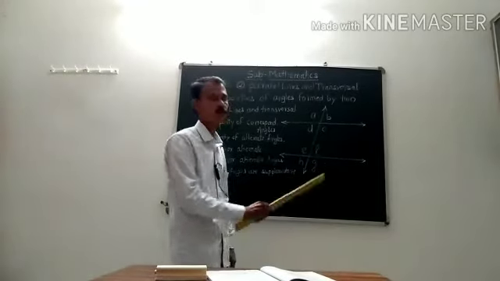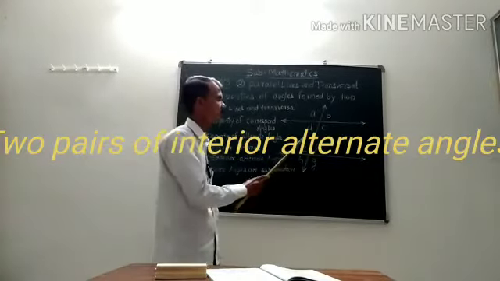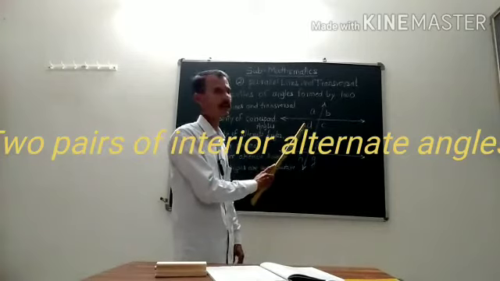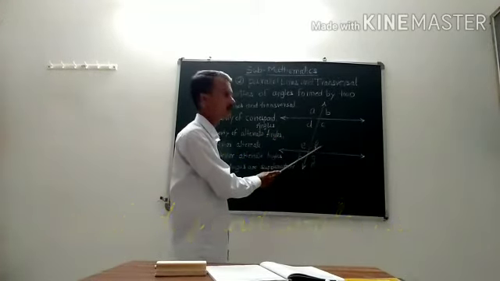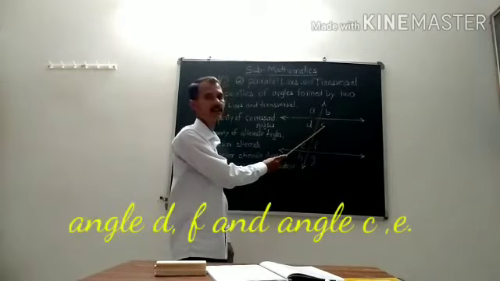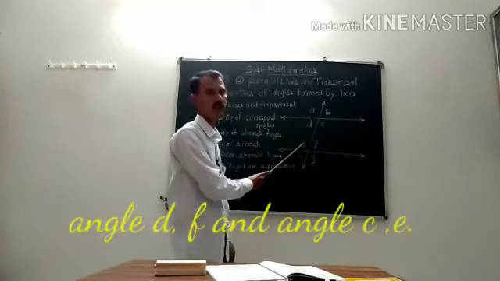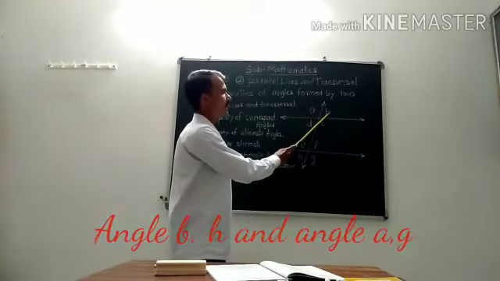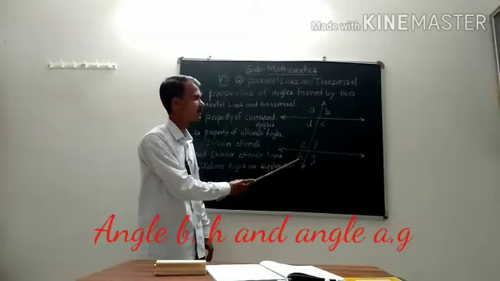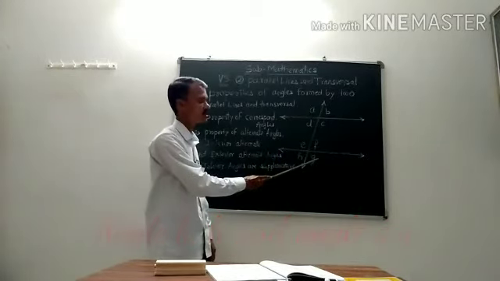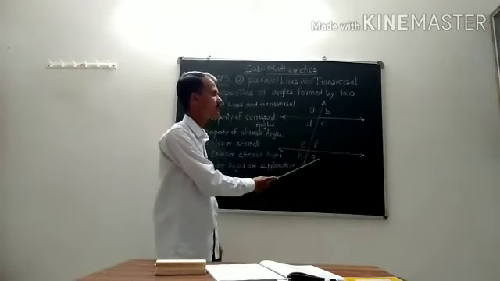Now there are two pair of interior alternate angles. These interior alternate angles are angle D, its interior alternate angle F, angle C, its interior alternate angle E. Also there are two pair of exterior alternate angles. Angle B, its exterior alternate angle is H. A, G. These are the two pair of exterior alternate angles.